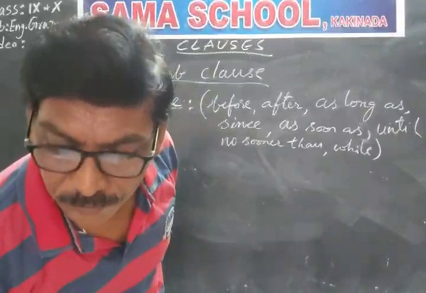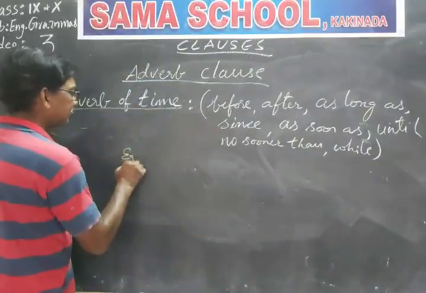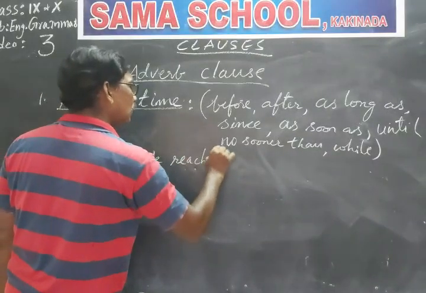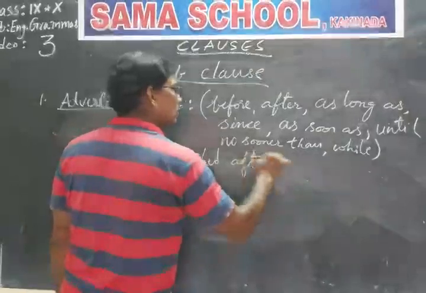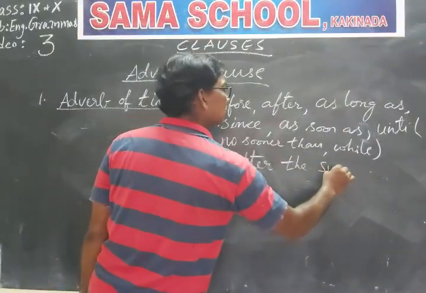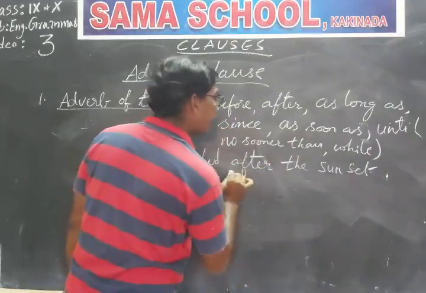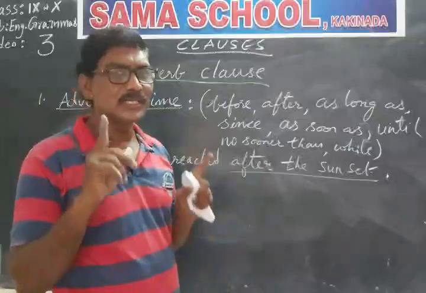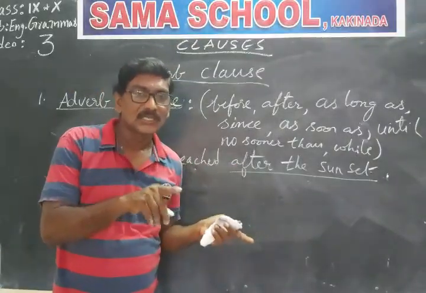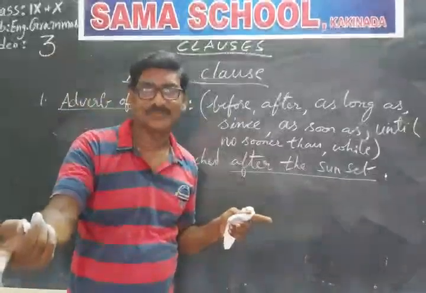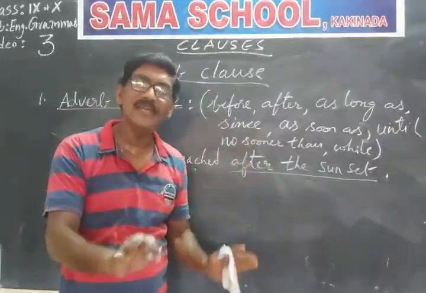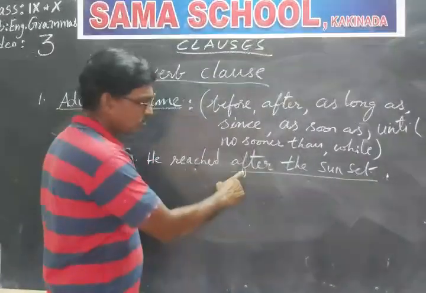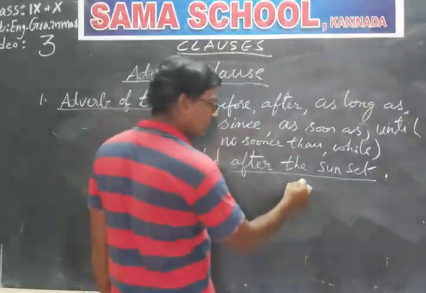I am writing one example. He reached after the sunset. After the sunset is a clause. Yesterday I told you about the subordinating clause. What is a subordinating clause? What is a main clause? The part of the sentence without a conjunction is the main clause. With a conjunction, that is a subordinating clause. So after the sunset is a subordinating clause here.